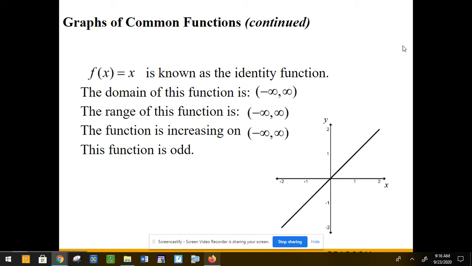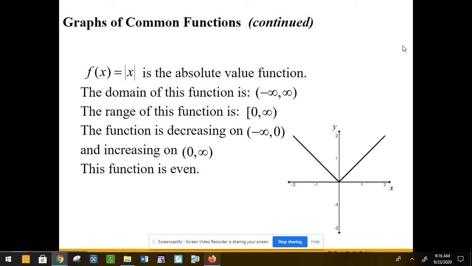f of x equals x. The domain is all real numbers. The range is all real numbers. It's increasing the entire time, and it would be considered an odd function. Again, the equation y equals x goes through the origin and has a slope of 1.